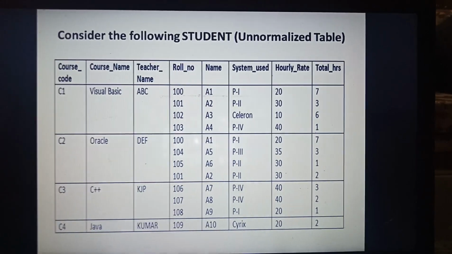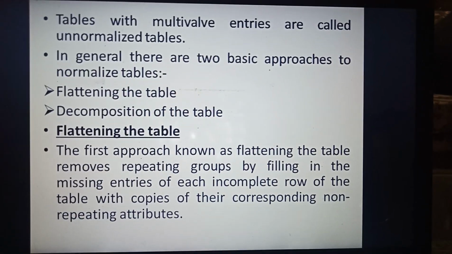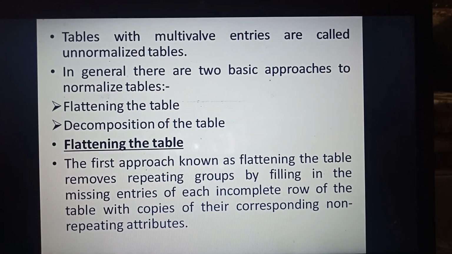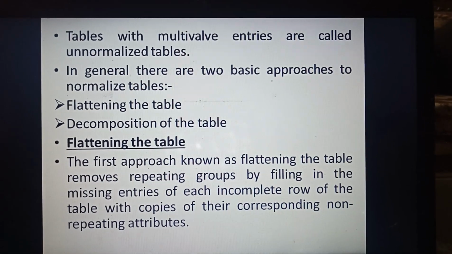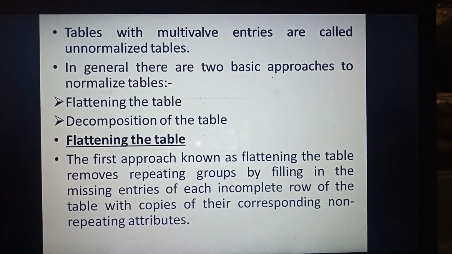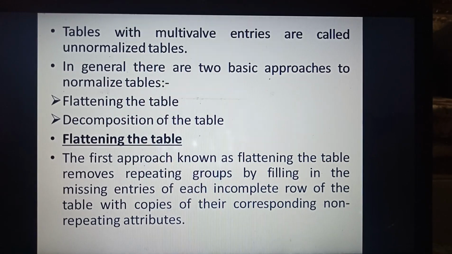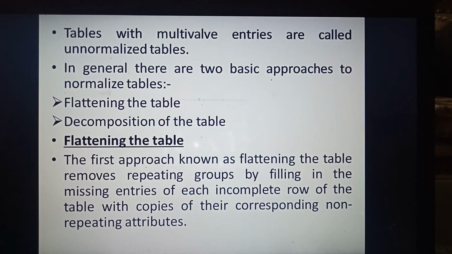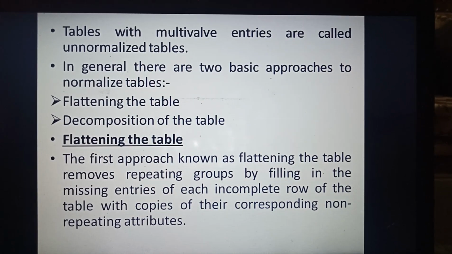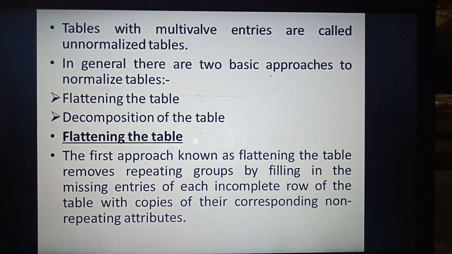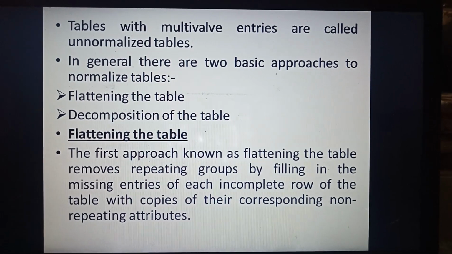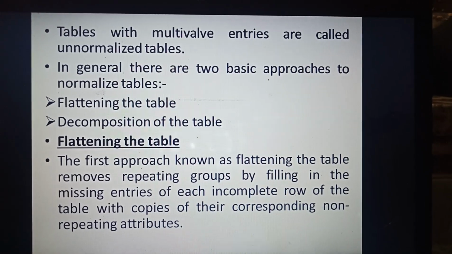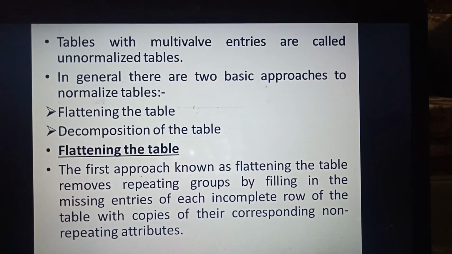So to normalize this table, there are two methods that we use in first normal form. First is flattening the table, and second is decomposition of the table. Now the first, flattening the table, this approach known as flattening the table removes repeating groups by filling in missing entries of each incomplete row of the table with copies of their corresponding non-repeating attributes.